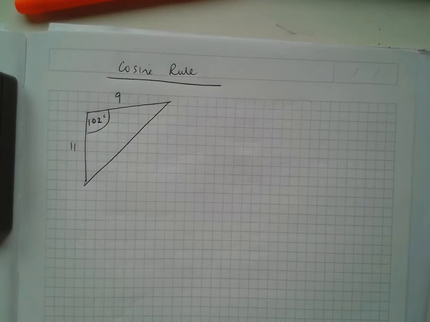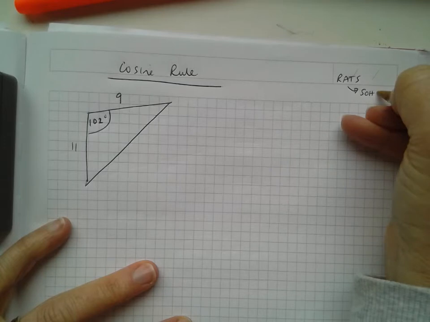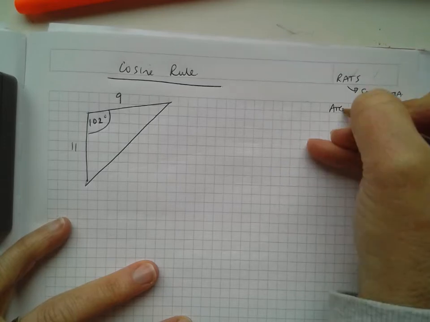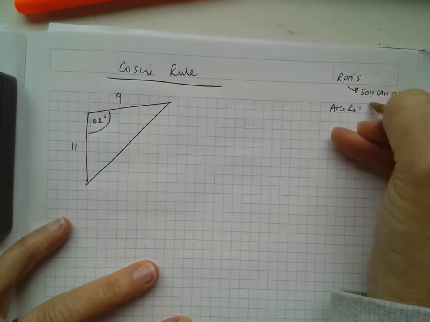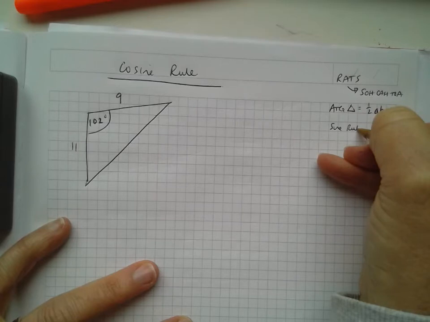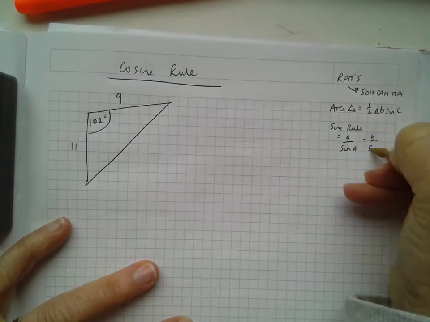But I'm going to show you how you decide if you have to use the cosine rule. So far, the tools that we have for trigonometry are for a right angle triangle, which we have SOHCAHTOA. We have the area of a triangle, which is a half ab sine C, and we have the sine rule. Those are the tools we have so far.